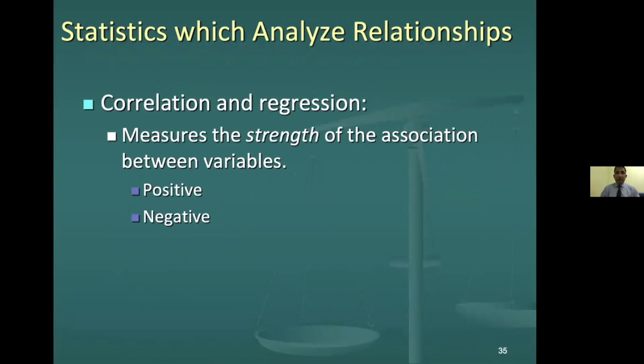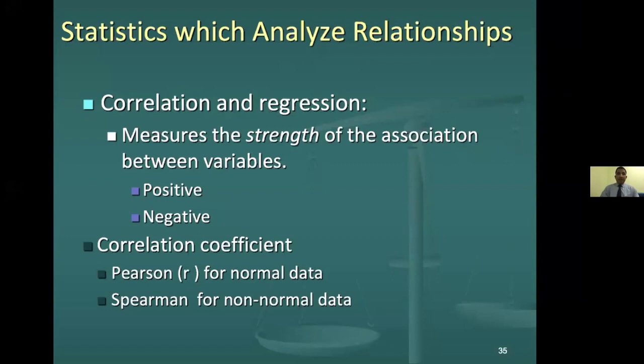For example, what is the risk of a negative outcome in patients with head injury? If we compare the age of the patient and the outcome, then with progressively increasing age, the outcome, Glasgow outcome scale, may progressively go to the negative side. So in those kinds of situations, correlation and regression should be used. It could be either positive or negative correlation.